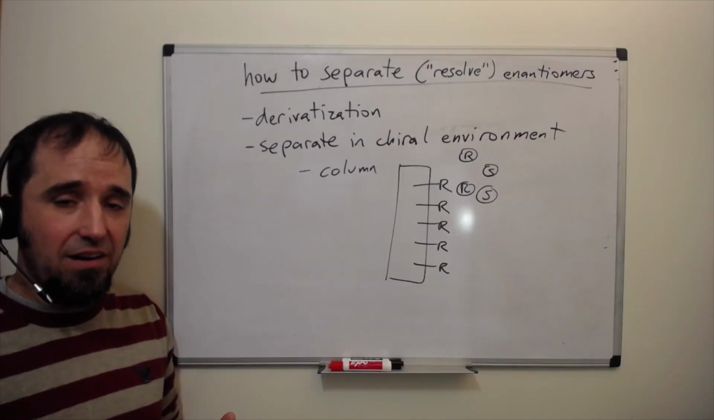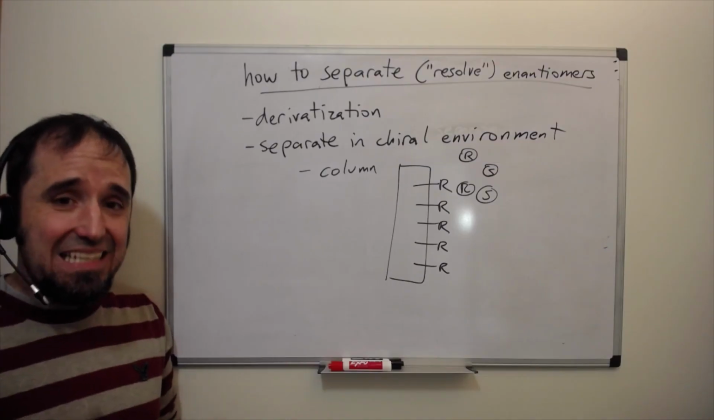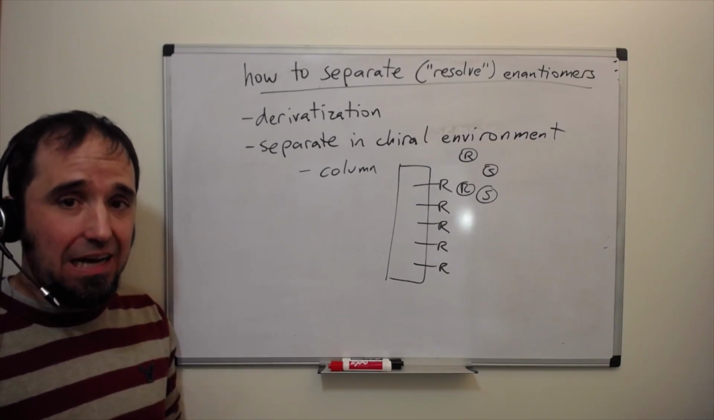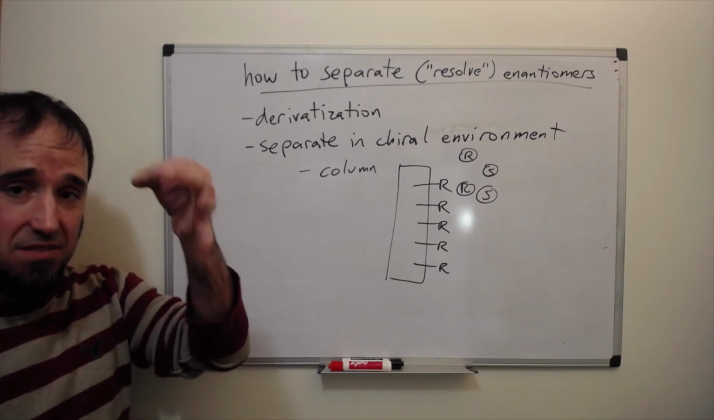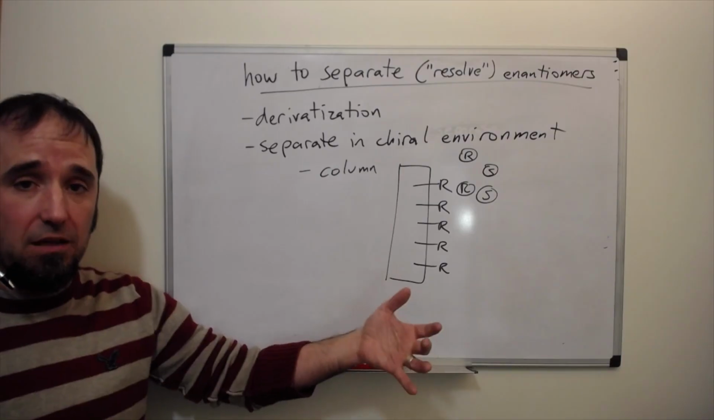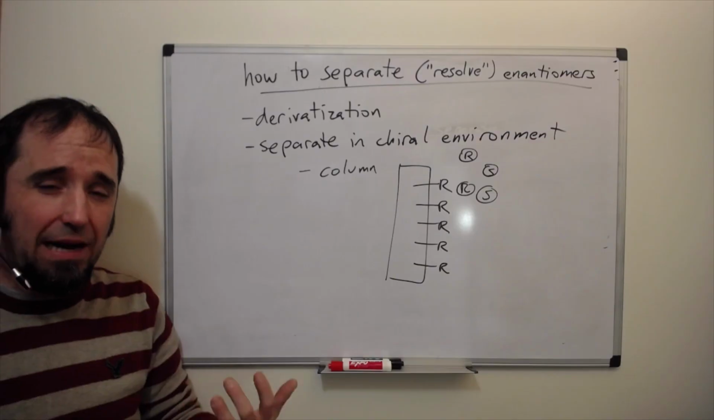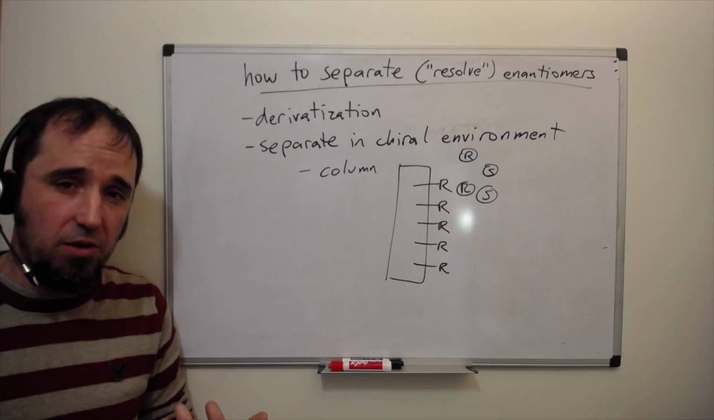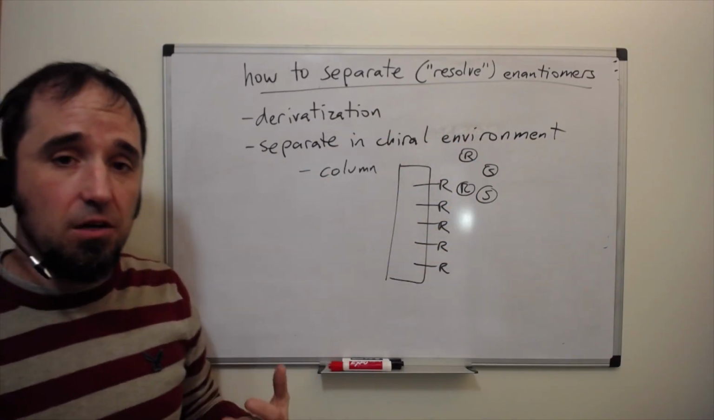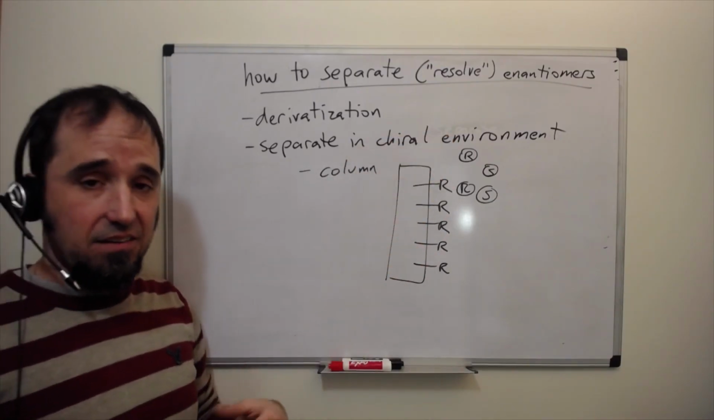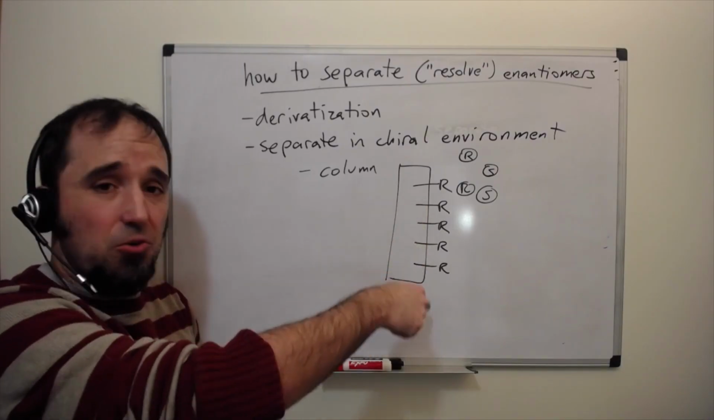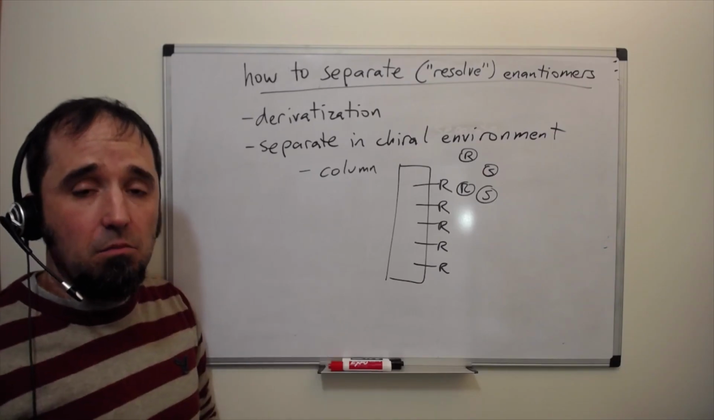I can also separate enantiomers physically in some chiral environment. So a common way to do this is what's called a column. So imagine I have some solid material, and hanging off that solid material is some chiral molecule. Right? Again, hopefully it's some chiral thing that's relatively cheap, some natural product. If I flow some mixture of enantiomers past that solid support, one of these, R versus S, is going to stick to the R's on the column more than the other one.